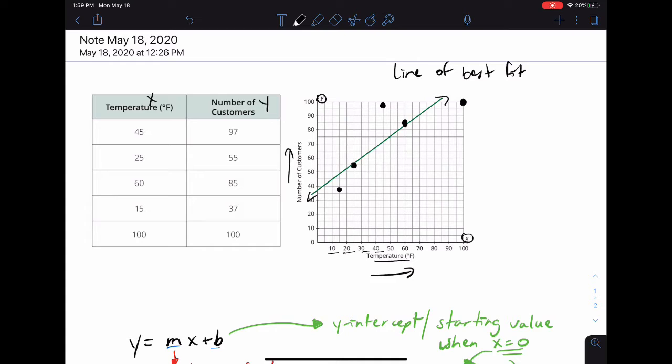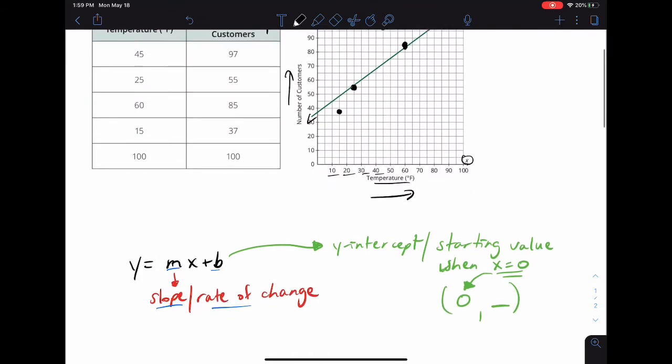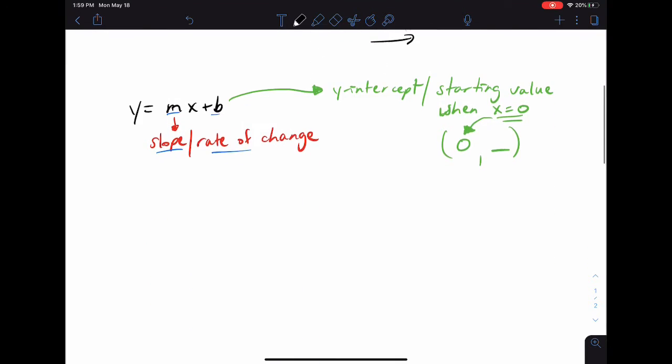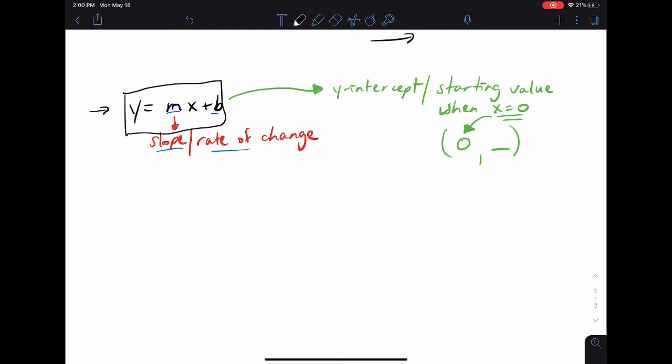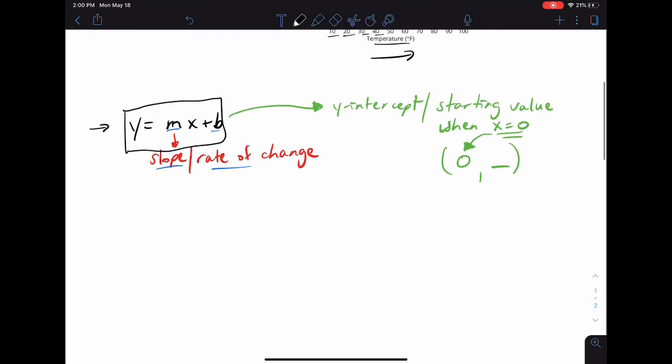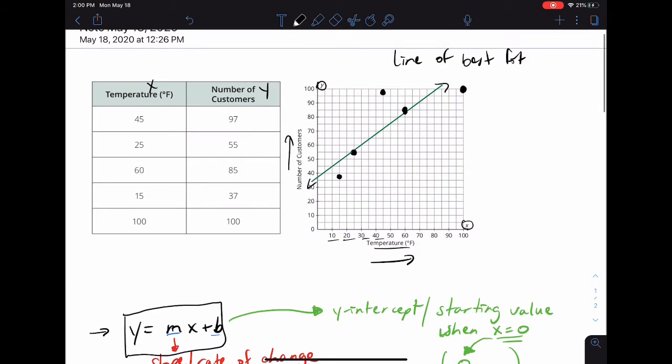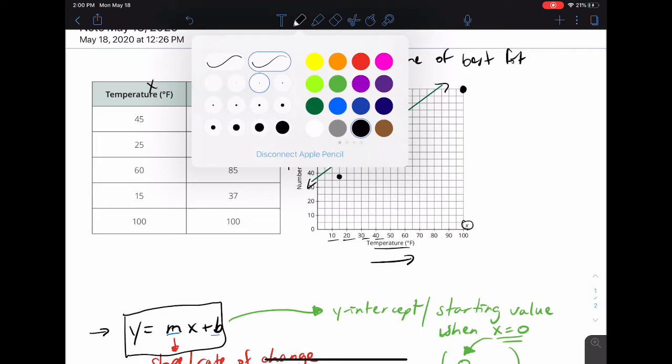So what I'm going to do is use those 2 dots to figure out what the line of best fit is. So if you remember the equation for line of best fit, or for any line, y equals mx plus b. M is the slope, the rate of change, b is the y-intercept, which is the starting value when x equals 0. So the first thing we need to do here is find the slope. So what are we going to do to find slope?